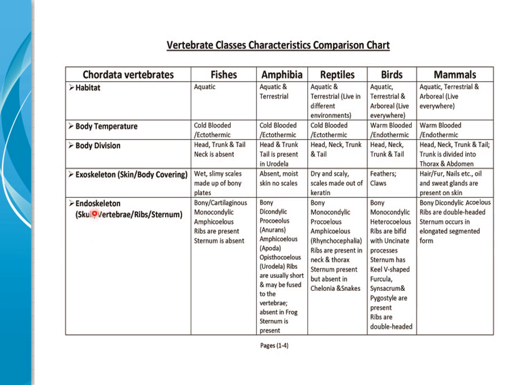Next feature is endoskeleton, and in this endoskeleton feature I have covered things like skull, type of vertebrae, ribs and sternum. If we see the endoskeleton of fishes, based on the nature of the endoskeleton, fishes are categorized as cartilaginous fishes if they have a cartilaginous endoskeleton, and if they have a bony endoskeleton they are categorized as bony fishes. So nature of endoskeleton is the criterion for classifying fishes. In the remaining four classes, the type of endoskeleton is bony.